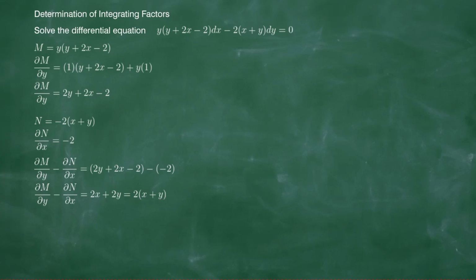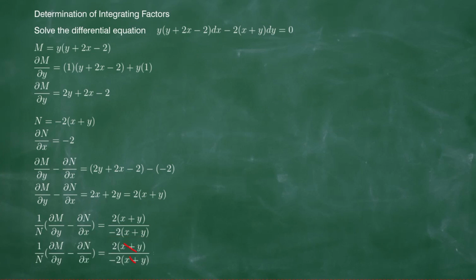Looking at the original equation, we can see that N here is similar to this one, only we have a negative sign. That means we are going to divide this by N, and we have 1 over N times (partial of M with respect to y minus partial of N with respect to x), which is 2 times (x plus y) divided by N, which is negative 2 times (x plus y). We cancel out x plus y, and 2 divided by negative 2 is negative 1. So we can now determine the integrating factor.